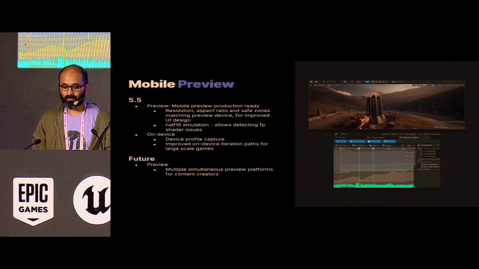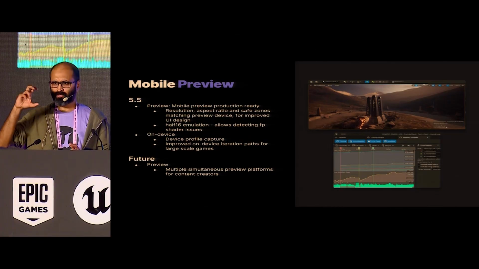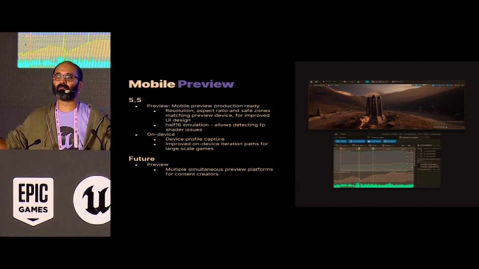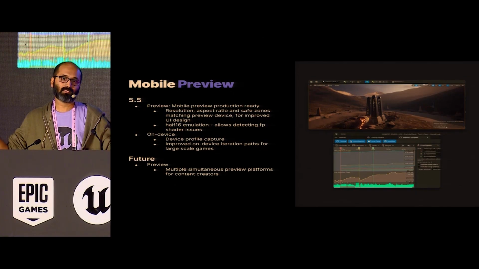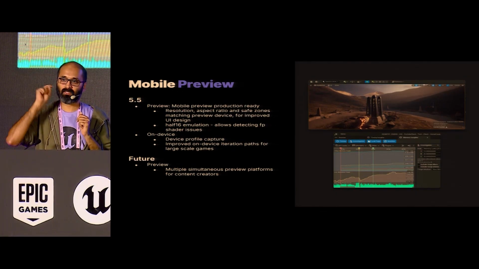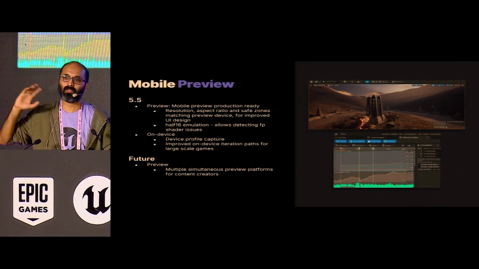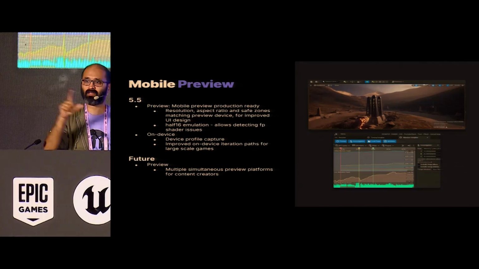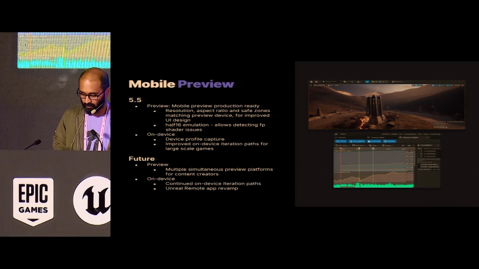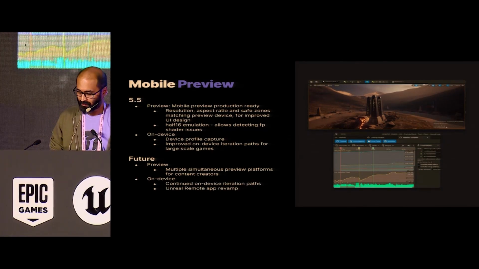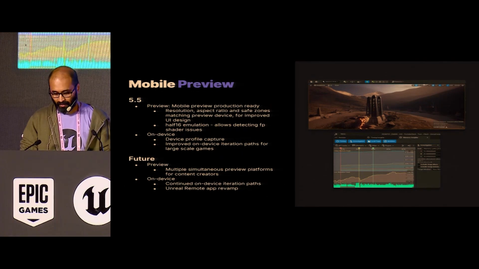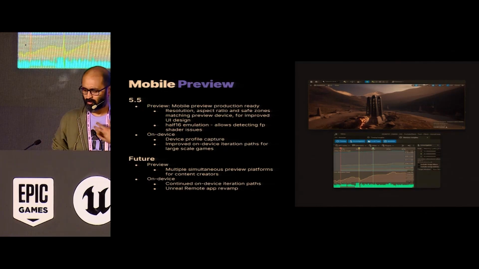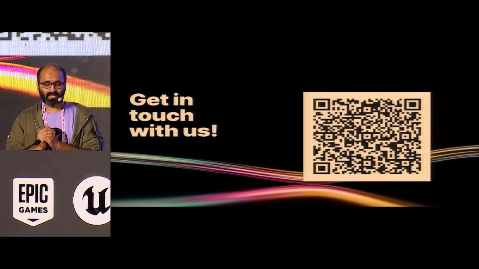In the future, when it comes to mobile preview, currently you saw I was using one emulator, right? But we are also going to be supporting multiple emulators that you can run on your device at the same time, which is great. So you can just click deploy, and all 6 emulators will have the Unreal Engine, each having its own platform and all running simultaneously. And we'll continue on-device iteration paths to make it a lot faster. And we will also have a revamp on the Unreal Remote app, which is usually just streaming the content on your device. So that's pretty much it.